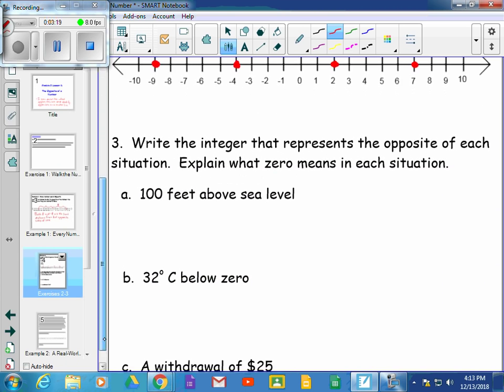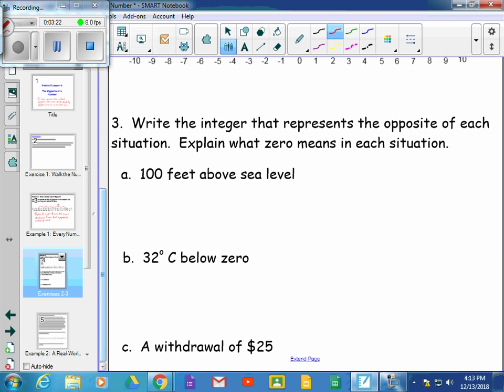Now I want you to try the same thing for number 3. I want you to write the integer that represents the opposite of each situation and explain what 0 means in each situation. Pause the video, try those 3, and then turn the video back on to check yourself.